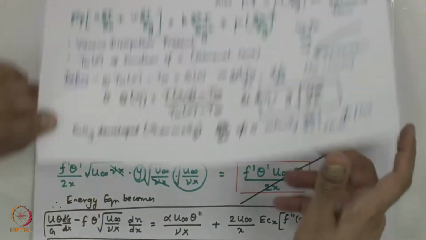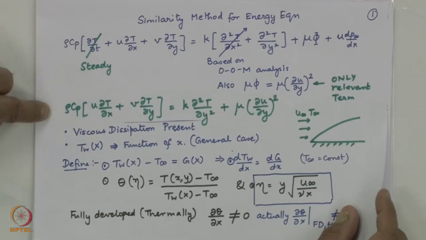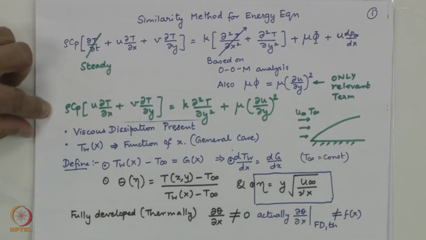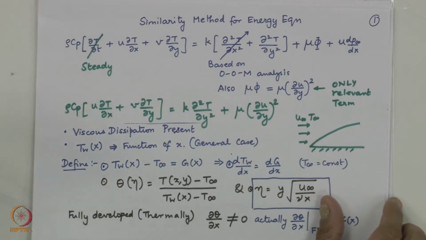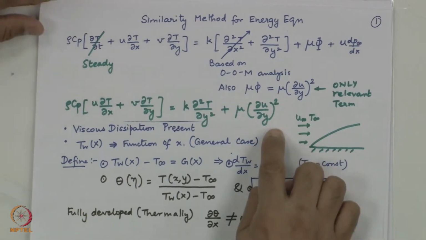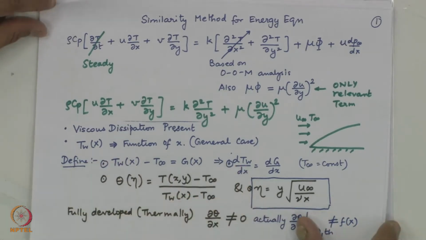In the last two modules, we were looking at the energy equation. I will give you a very brief recap. We started with the energy equation, used order of magnitude analysis and simplified it to this form, which we can use. We took viscous dissipation into account and kept this term, and we also said T_W is a function of x, a very general case.